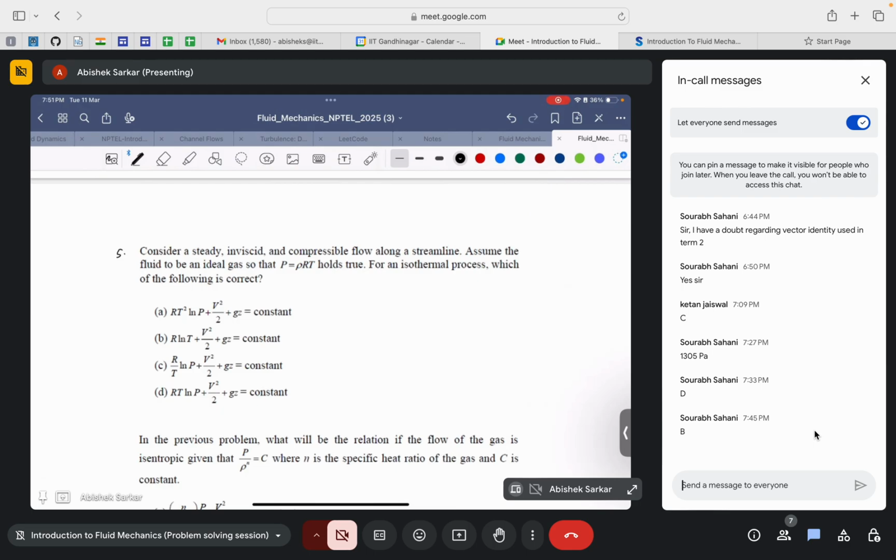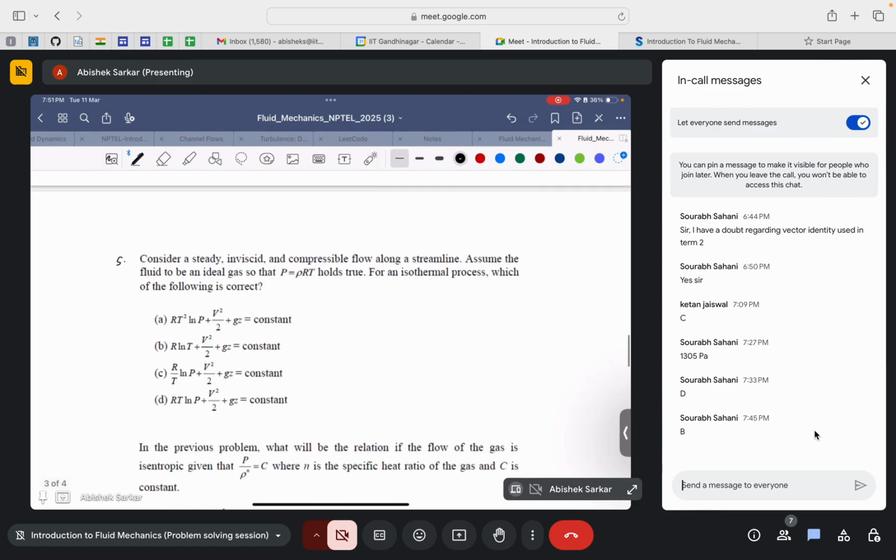So let's look at question number 5. This will be the last question. Consider a steady inviscid compressible flow along a streamline. Assume the fluid to be an ideal gas, so that P is equal to rho RT holds true. For an isothermal process, which of the following is correct?